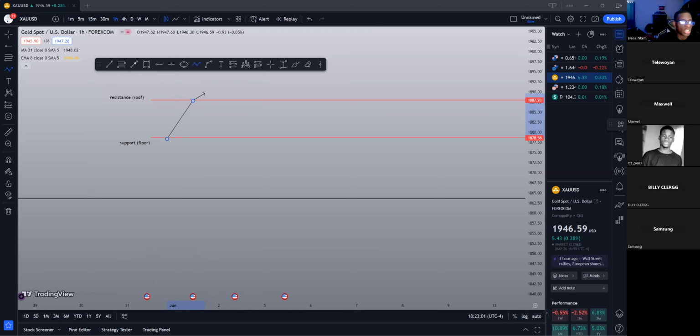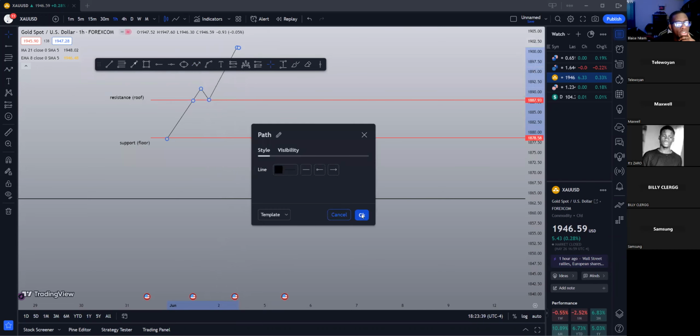Now what happens if you break out from that roof? Who can remember from last class? When price breaks out of resistance, what happens? Nobody knows? All right. It's not becoming support? That is correct. Resistance becomes support, like it breaks and retests, and resistance becomes support.